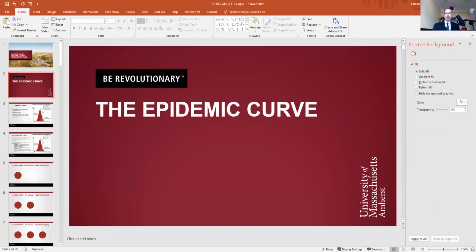But first I want to talk about the epidemic curve. And this is really part of what makes infectious disease fascinating: how different it is from any other types of classical or traditional epidemiology. The epidemic curve is one thing that does not exist in chronic disease epidemiology. And I'm going to tell you a little bit about why.